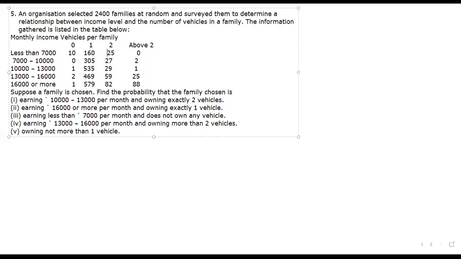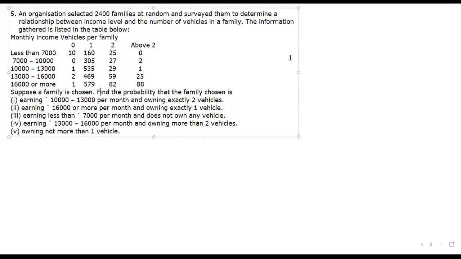Okay. Fine. Now suppose the family chosen is earning 10 to 13,000 per month and owning exactly 2 vehicles. So tell me, 10 to 13,000 and exactly 2 vehicles. How many families? 29 upon 2,400. Very good.